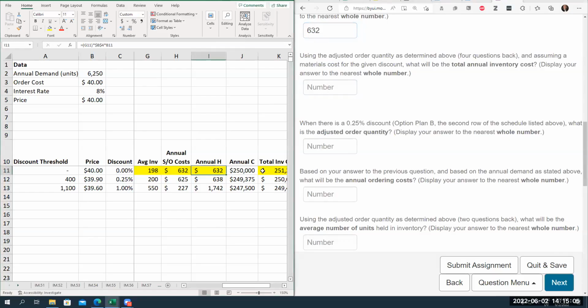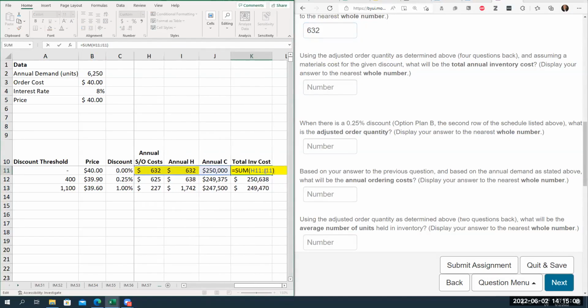Total annual inventory costs. This gets to be pretty fun. This is a big one here. We're including our ordering costs, our holding costs, and our annual C. Annual C is total annual demand times our cost. So that's the actual value of the merchandise that we're ordering. Does that make sense? That costs us $250,000.